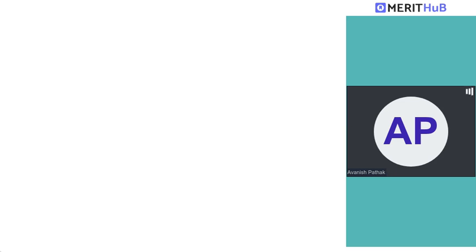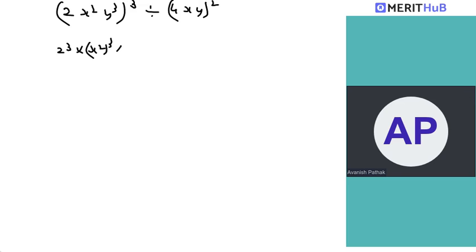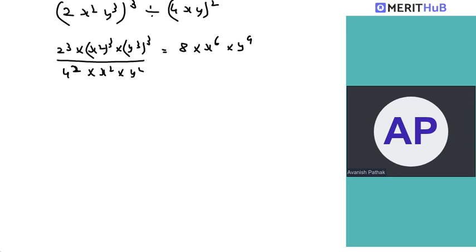Now, one of the board questions that's been asked in indices is 2x squared y cubed, and that's whole cubed, divided by 4xy, and that's whole squared. So now we can write this as 2 cubed into x squared whole cubed into y cubed whole cubed, divided by 4 squared into x squared and into y squared. So 2 cubed we can write as 8. So using the power rules we can write it as x to the power 6, and y to the power 9.